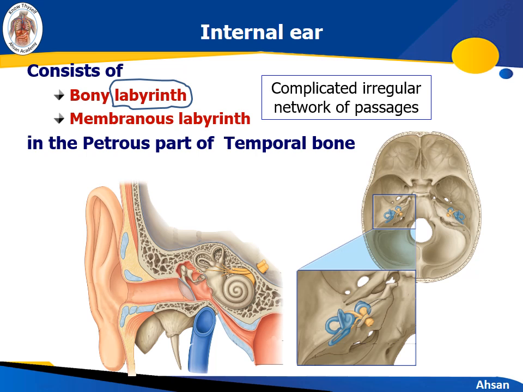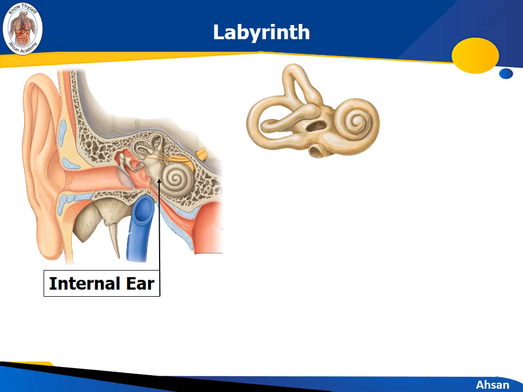If it is formed by the bone, it is bony labyrinth. If it is formed by the membrane, membrane means epithelium on connective tissue, then it is membranous labyrinth. So this terminology, I think, is clear. In either case, it is a complicated labyrinth, meaning a complicated pathway. So let us discuss the bony labyrinth and the membranous labyrinth.